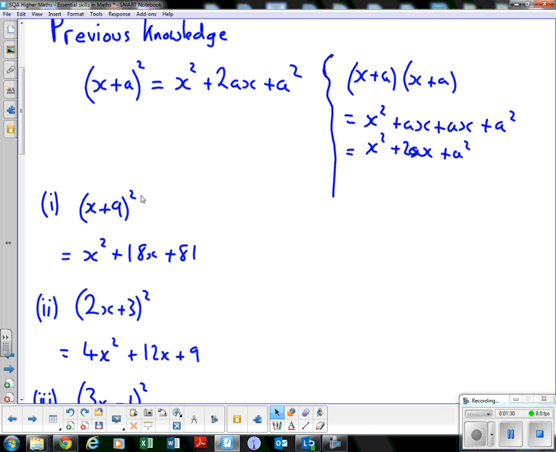So (x plus 9) all squared. Square the first term, x squared. Square the last term, 81. 9 times x is 9x. Double it, 18x. Again, the reason why we're doubling it is we're doing x times 9 and 9 times x when we do the FOIL thing.